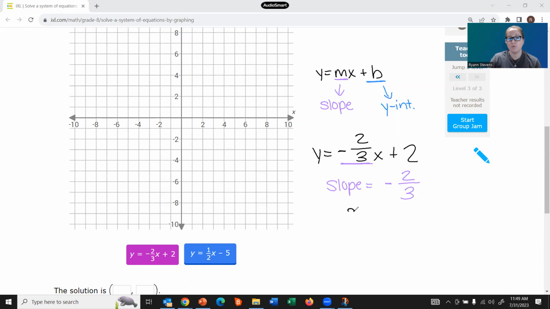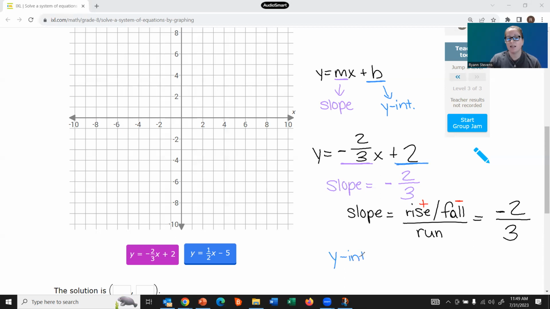And our slope, we remember, is our rise or our fall over our run. So if it's a positive number, it means we're going to rise. And if it's a negative number, it means it's going to fall. And so in this case, we've got a -2. We're going to be falling 2 places and then running 3 places. And then our y-intercept is going to be at +2.